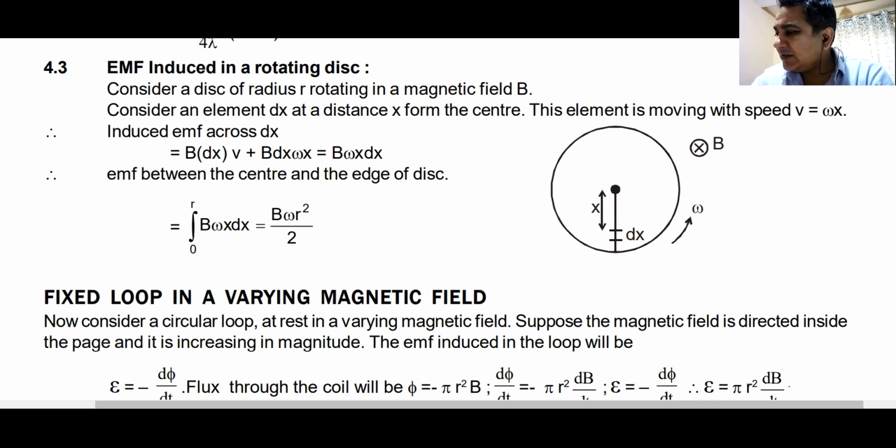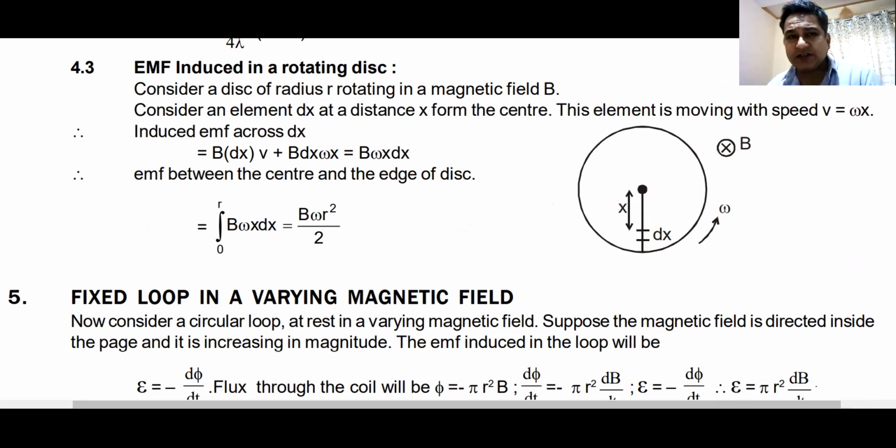Now, what we'll do is I'll stop the class here. The next class we'll be doing the fixed loop in a varying magnetic field, that is induced electric field. The next class, that is tomorrow, we'll be doing the rotating disc, rotating ring, slipping ring, slipping disc, rolling ring, rolling disc. In today's class, it won't be possible for me to cover everything. Only 2 minutes are left, so I'll finish this class here.